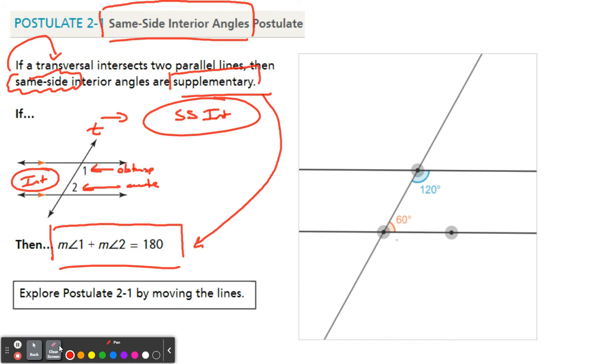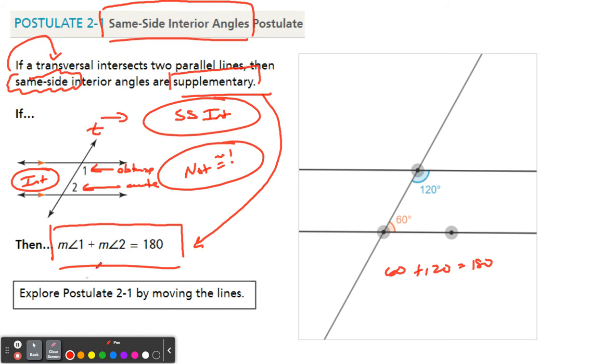So let's take a look here real fast. You can see that this is 60 and 120. So 60 plus 120 is 180. Notice that these are not congruent, because you have an obtuse and an acute angle, they're not going to be congruent. This is the only pair, as you'll see, that are not going to be congruent.